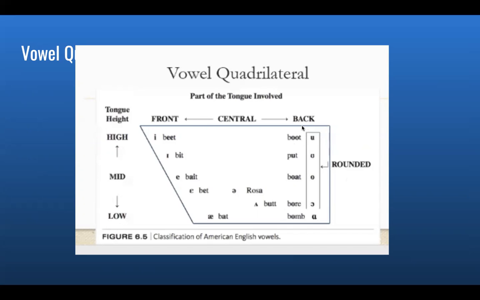So for example, if we are producing the phoneme U or oo in the word boot, we can see that there is a back high tongue placement, and this specific phoneme is rounded. If we are producing the phoneme I or E in the word beat, this has a front high tongue position. This is just a way that we can classify certain English vowels.